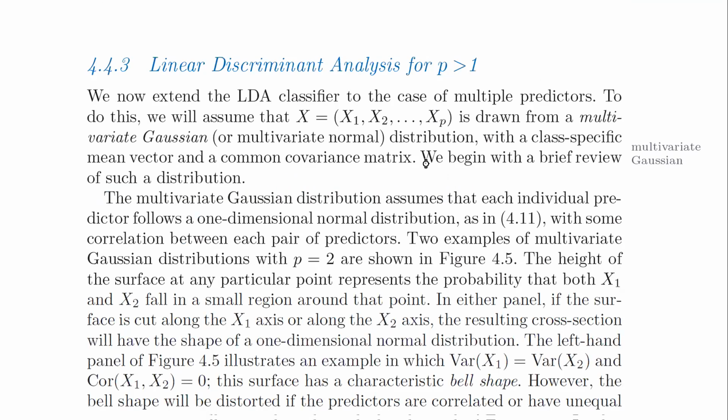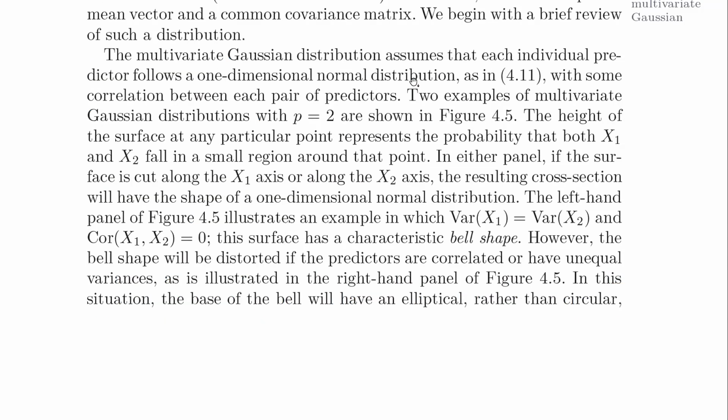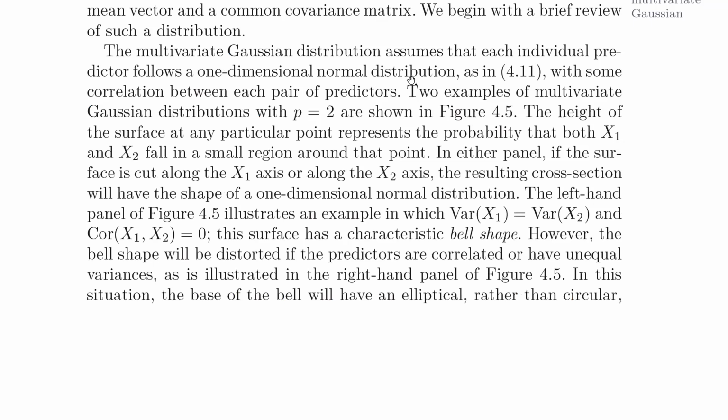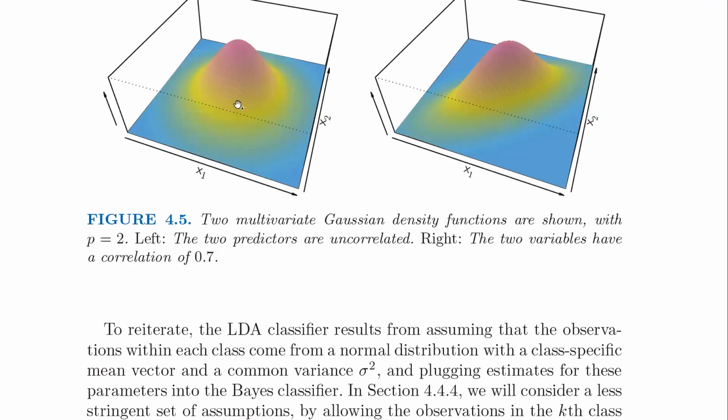We begin with a brief review of such a distribution. Maybe for some of us this is a review. If necessary, we'll cut our losses and maybe skip this section, although we probably are going to need it for future chapters. The multivariate Gaussian distribution, by the way, we're going to be working with things like these two over here.